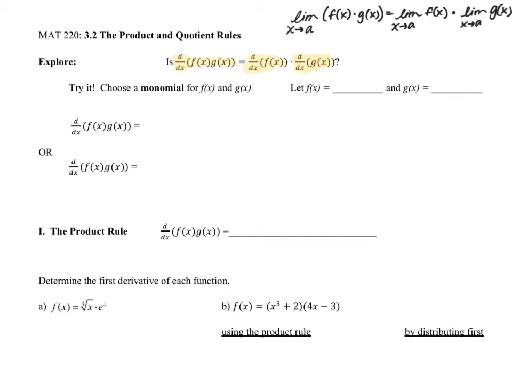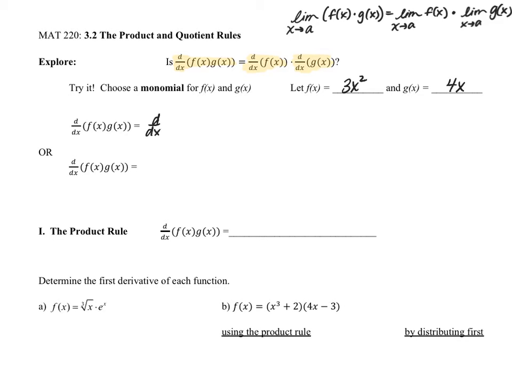So let's just choose a monomial for f of x and a monomial for g of x. You can choose any monomial, that's a single term, that you want. I'll just make a few up. Let's say f of x was 3x squared and g of x might be 4x. Those are both monomials. They happen to be power functions, and I'm choosing power functions because we already learned the power rule. So let's go ahead and work through the derivative of f times g.